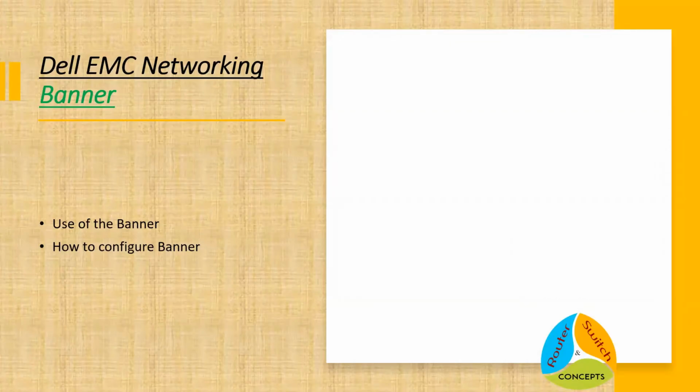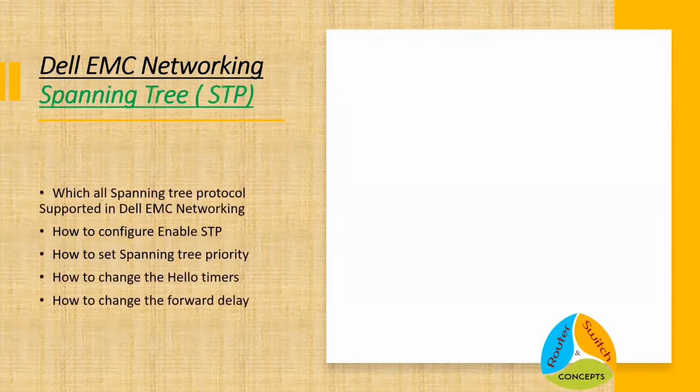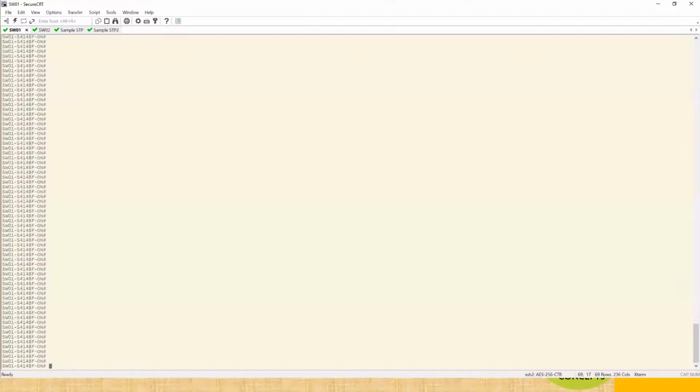Okay, so let's jump into another topic. What is the next one? So next one is spanning tree. Okay, spanning tree, as everybody knows, what is spanning tree? Spanning tree is basically a loop avoidance tool which helps us to avoid layer 2 loops in the environment. Okay, we'll see in Dell Networking what all spanning tree protocols we can configure and how we can change the spanning tree priorities and hello timers and forward timers so as to optimize the spanning tree convergence in the network. Okay, let's jump into my lab.